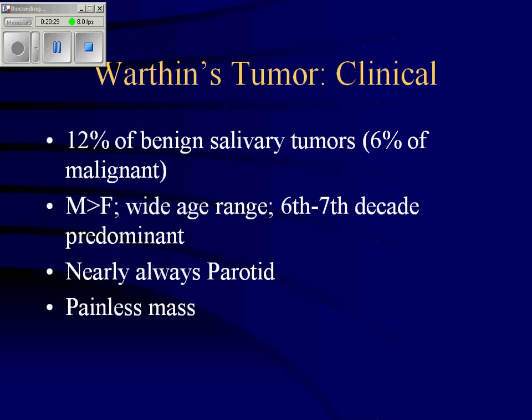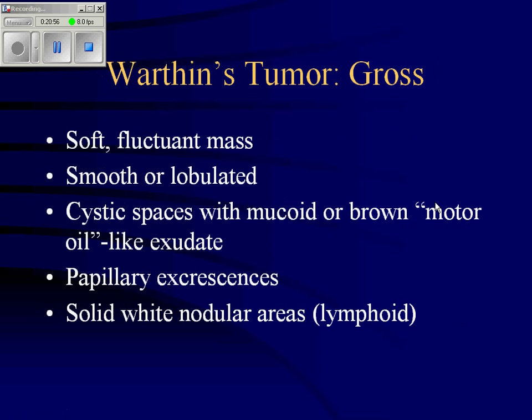So clinically, it's 12% of benign salivary tumors. I would think it would be more, actually, but 6% of the malignant ones. Male is greater than female, with a wide age range, in the 6th or 7th decade. Nearly always in the parotid gland and presents as a painless mass. It does have an association with smoking, so you can see these a little bit more often in smokers. In fact, it's the only benign tumor I know of that has a strong association with smoking.